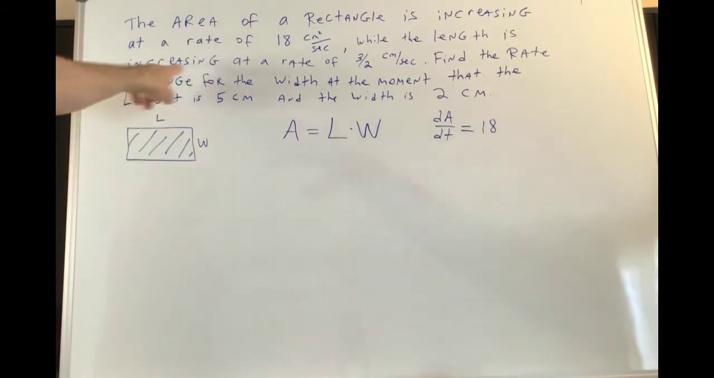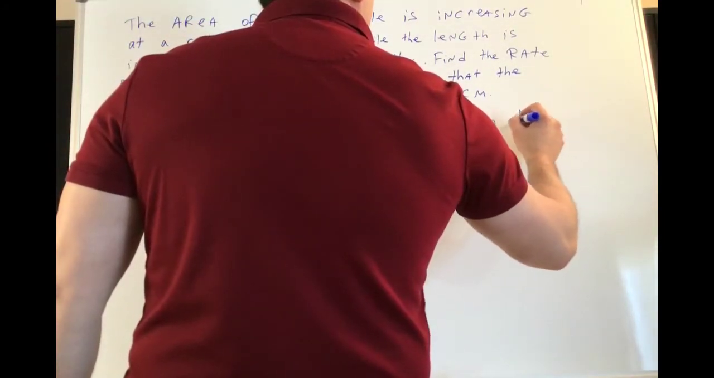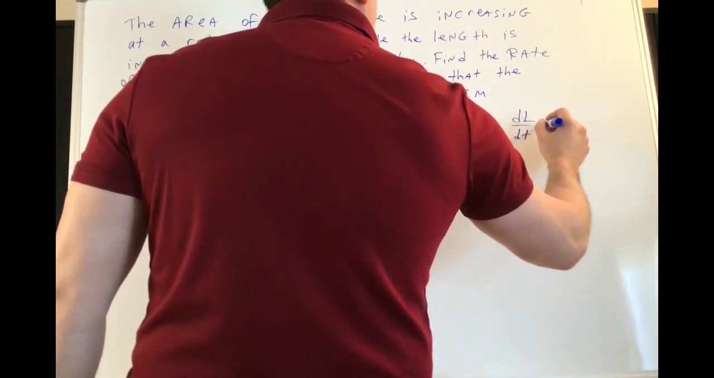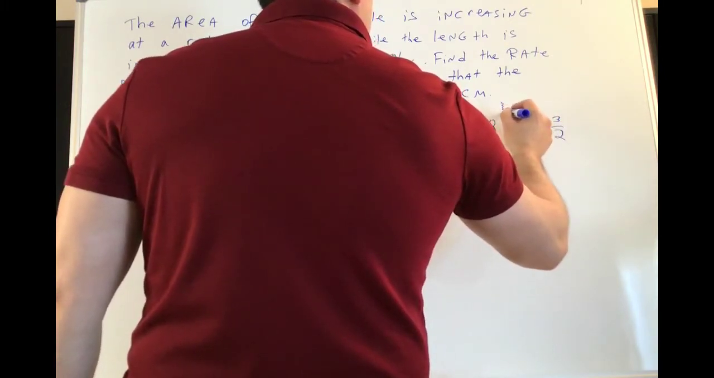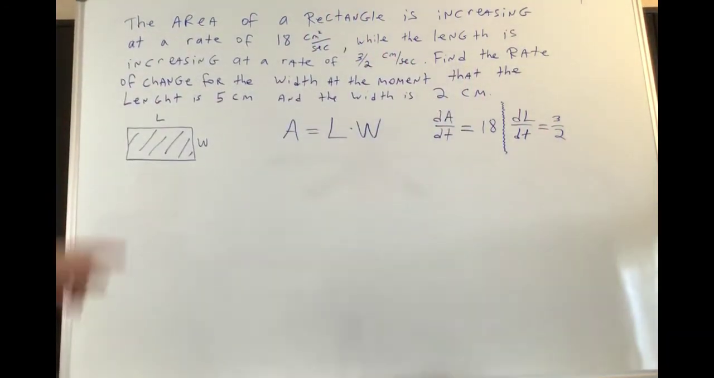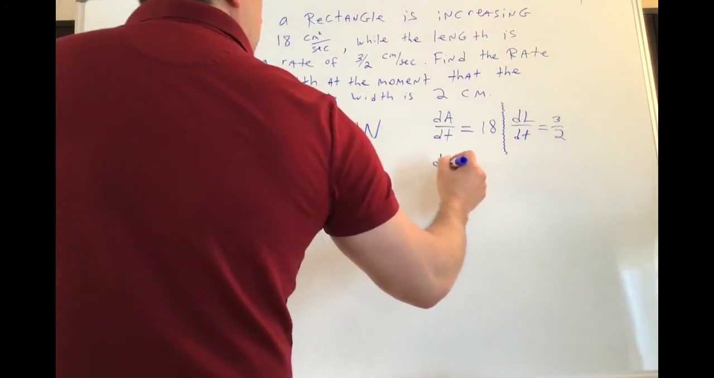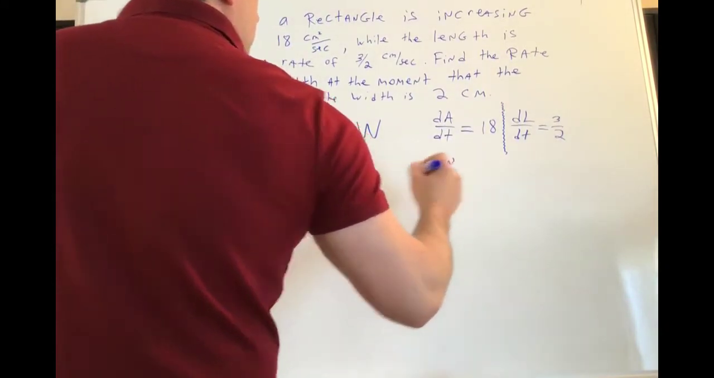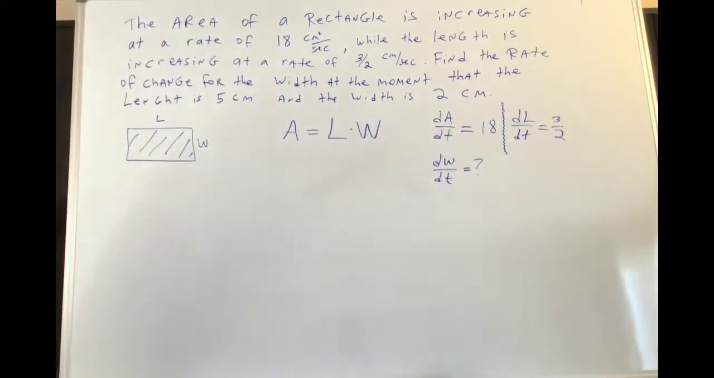Let's see, the length is increasing at a rate of 3/2. So that means that dL dt is 3/2. Let me make a little squiggly here. Keep them separate. I want to find the rate of change for the width. That's dW dt. I don't know what it is. I'm looking for it. Now again, I'll explain the situation.